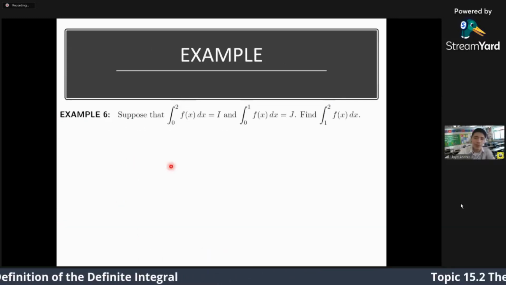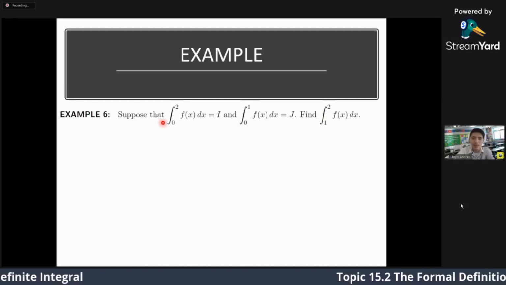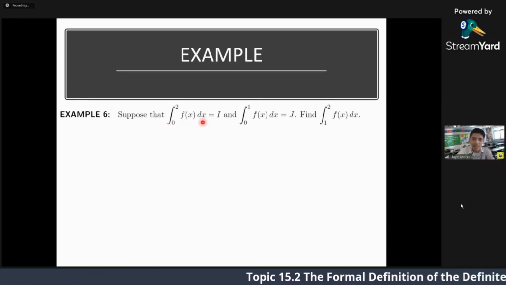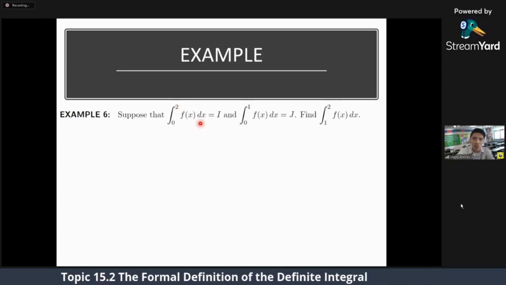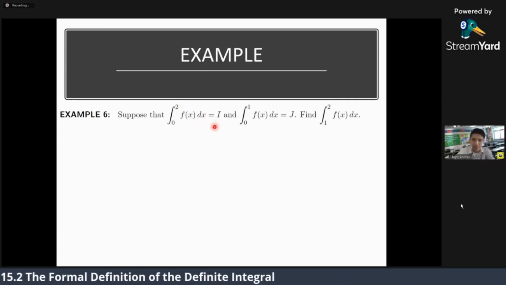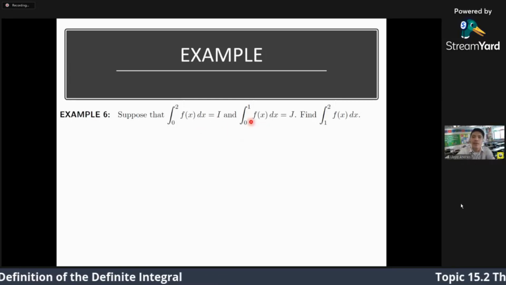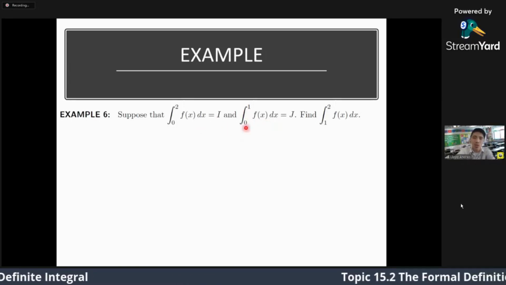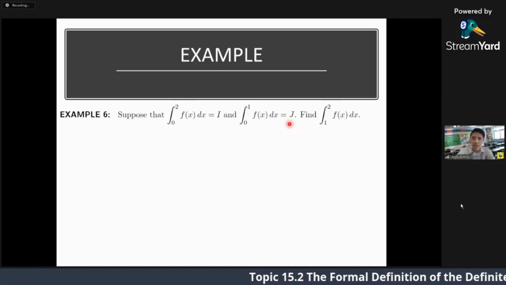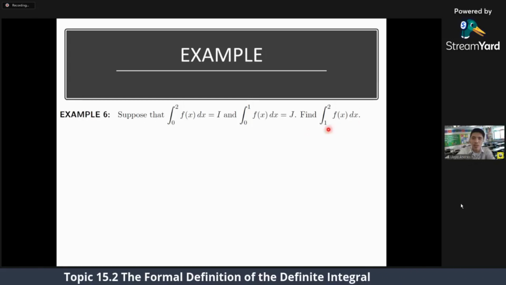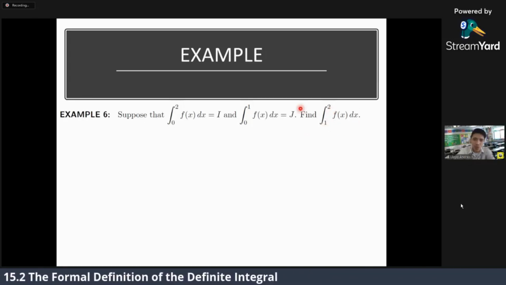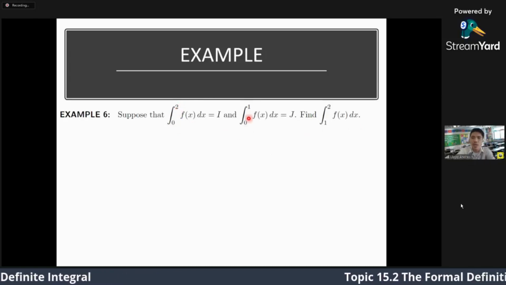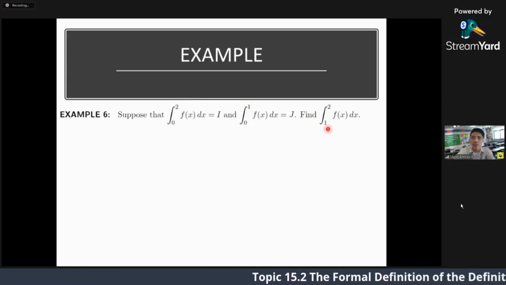For example, suppose that the integral of f of x dx from 0 to 2 is equal to i, and the integral of f of x dx from 0 to 1 equals j. We are asked to find the integral of f of x dx from 1 to 2. So how will we solve that one? Given from 0 to 2, given from 0 to 1, we are asked from 1 to 2.